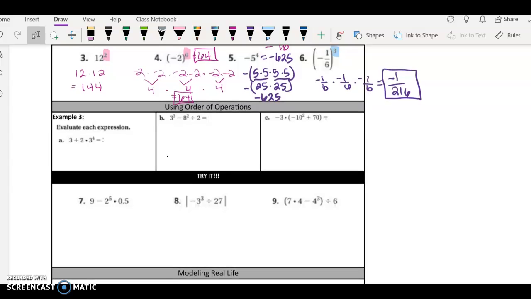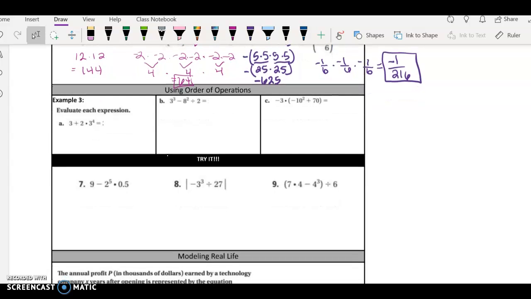All right, so using order of operations. So now we are going to use PEMDAS, which means that we finally get to use that E part in the PEMDAS, which is exponents. So this is saying we have 3 plus 2 times 3 to the 4th power. With something like this, we have to use PEMDAS, which means we use parentheses first, but there's not any. So now we go on to exponents, which we have right there.